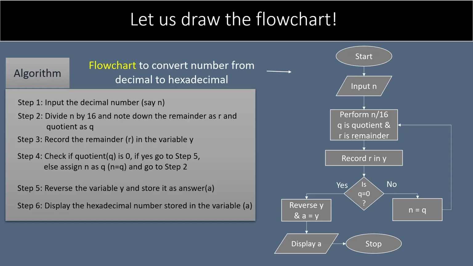This is the flowchart for converting a decimal number to its hexadecimal form. If you follow this diagram with any input n, you should get your answer and finally reach the terminating stop box.